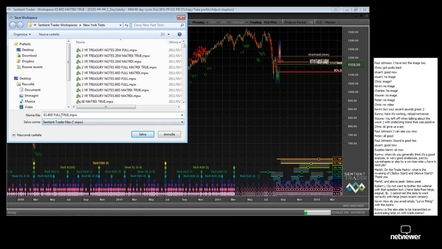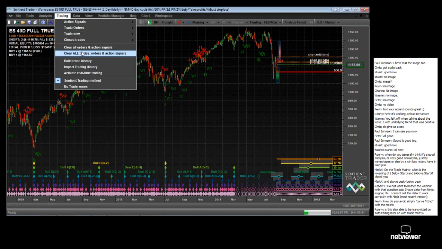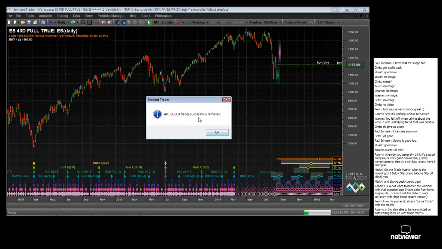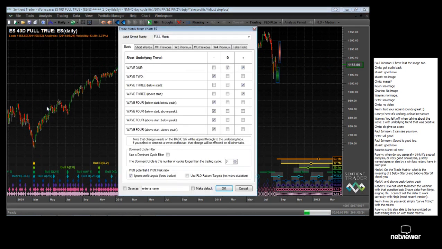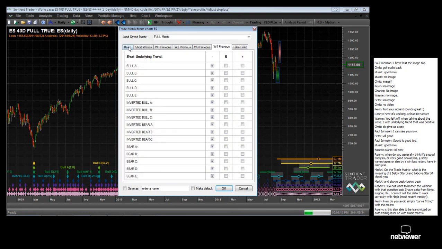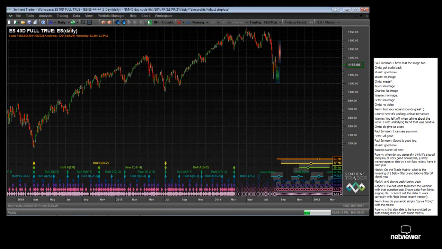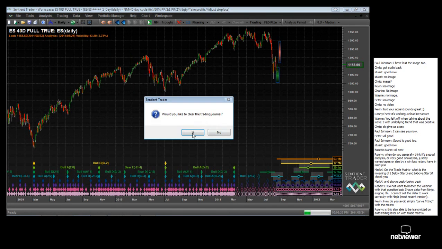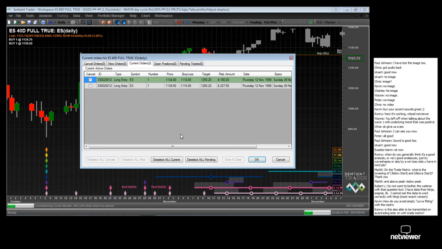I go File, Save As, and I've called that one Full, which for me means that is the full trading matrix. I then build one which I call True, and I go Trading. I clear all trades, orders, and action signals. I get rid of everything. It removes all the trades. Everything is gone. Okay? Now, my Sentient Trade matrix is the one that we just built when we edited it. There it is.